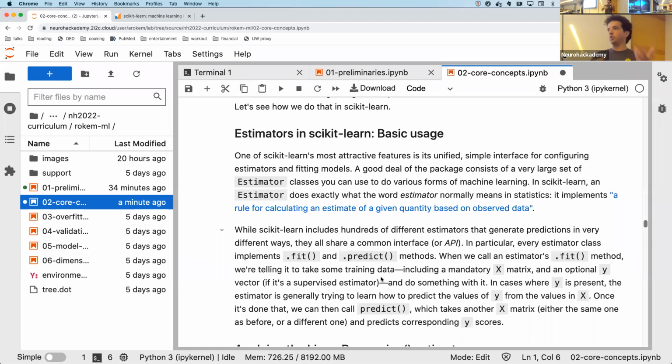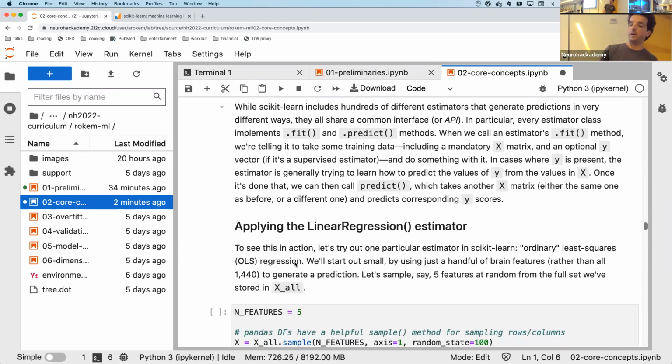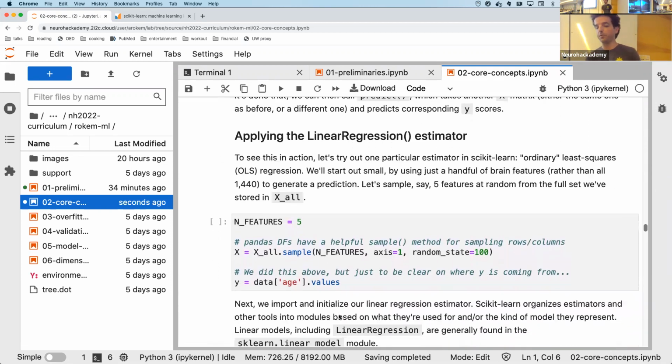So the sequence usually of operations here is you have some data, in this case, X and Y, X brain features, Y ages, and you give that to a fit method of some estimator. And then after you've done that, you can take X, either the X you originally used or some other X, give it to the predict method and get out some new Ys. These are these Y hats, these predicted Ys. So here's an example of that.